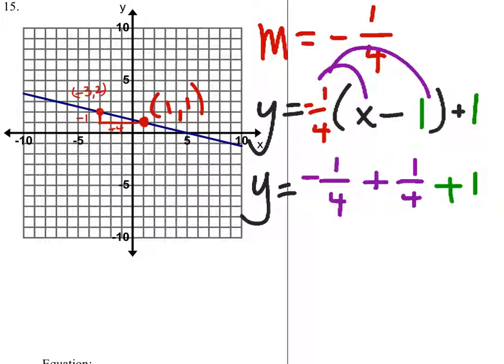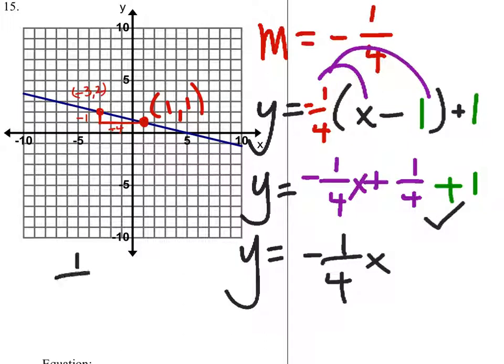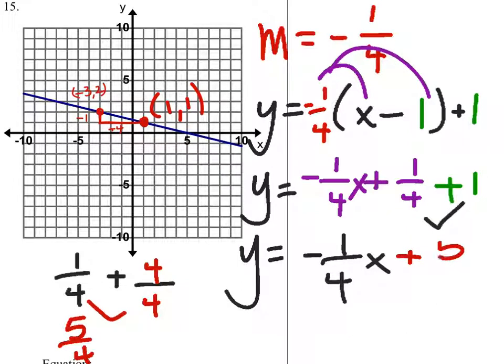Well, I forgot my x right there. So now I got y equals negative 1/4 x. When I take 1/4 and add 1, I need to make that 1 over 1 so that I can change the denominators to be the same, which should give me 4 over 4. And when I add these, I get 5/4. So my final equation: y equals negative 1/4 x plus 5/4. I did it!